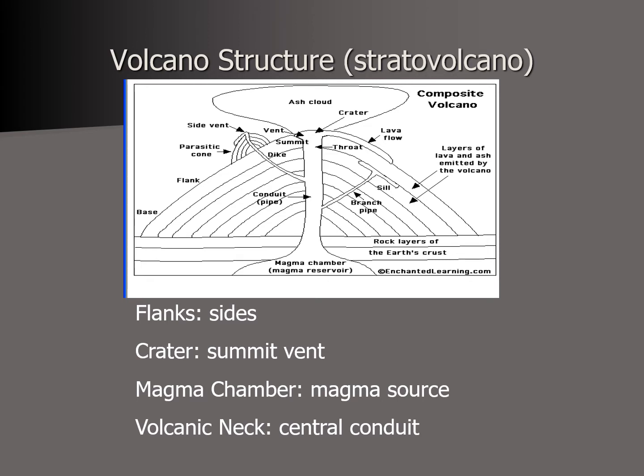The sides are referred to as flanks, like the flanks of horses. And then at the top, you have a crater, which is going to be a downdropped area, kind of like a bowl shape. The crater is simply the summit vent. And we are going to focus on stratovolcanoes here when we talk about volcano structure.